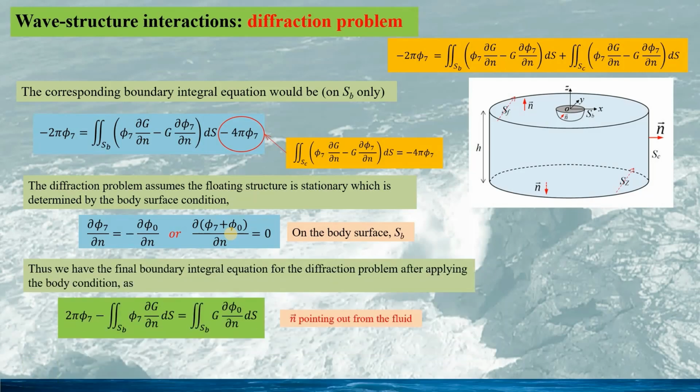So applying the boundary condition for the diffraction potential, we have the final boundary integral equation as this. It should be noted here the normal vector n is defined as pointing out of the fluid.